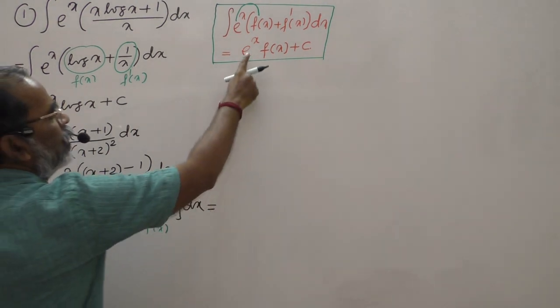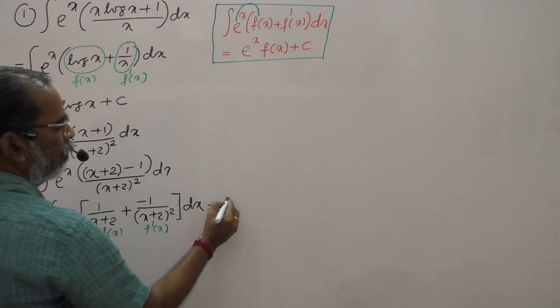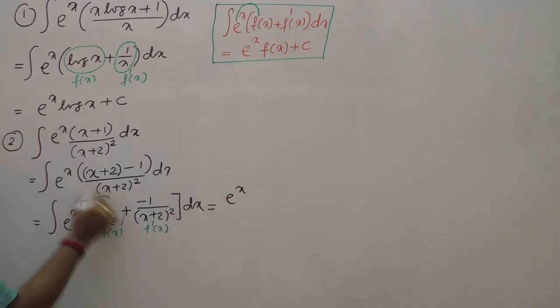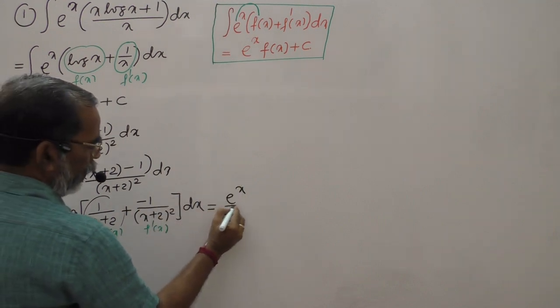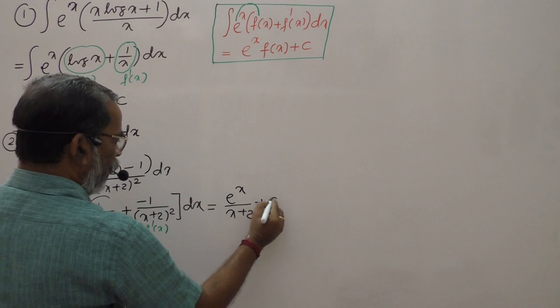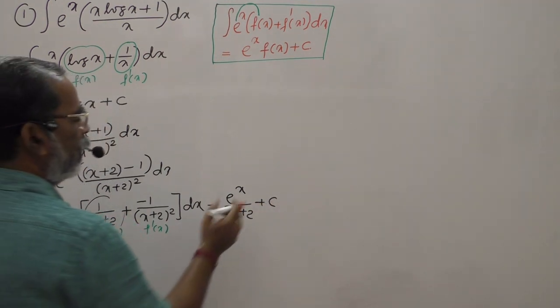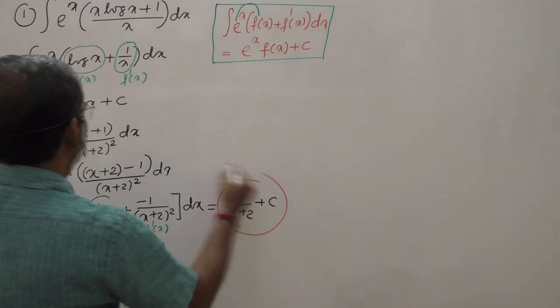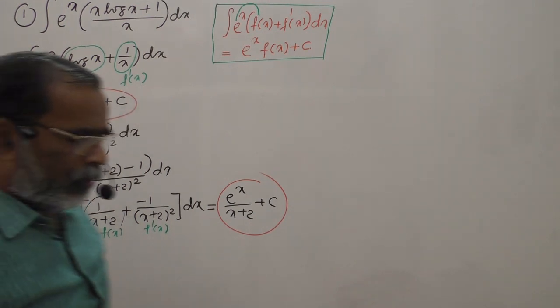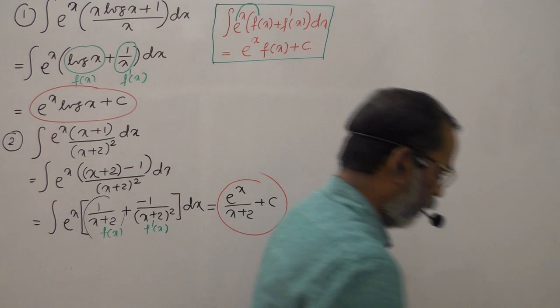Therefore, its answer is what? Simply e power x into f of x. F of x means this one. So into 1 by x plus 2, you can write like this, plus c. So this is the answer for the second question. This is the answer of the first question. Yes, we will see one more.